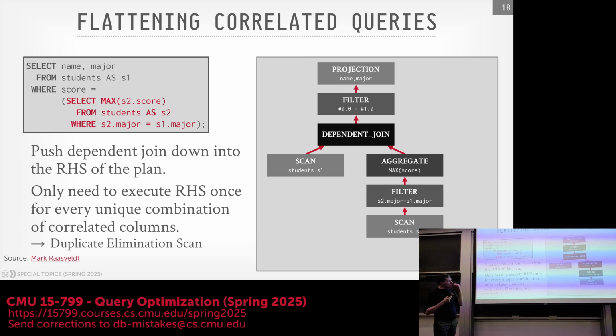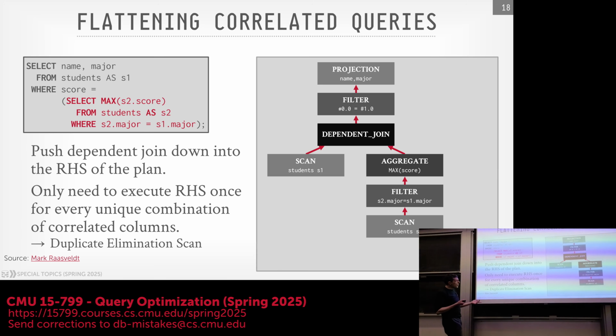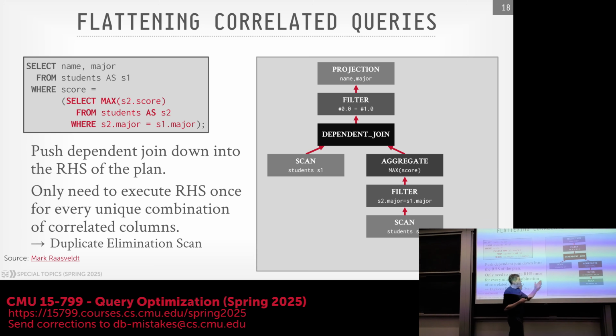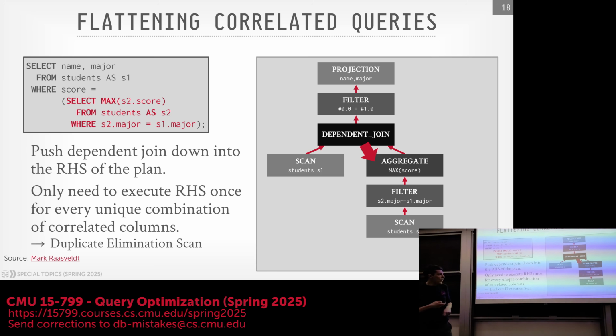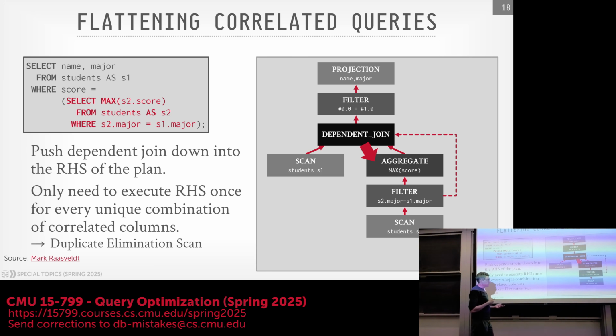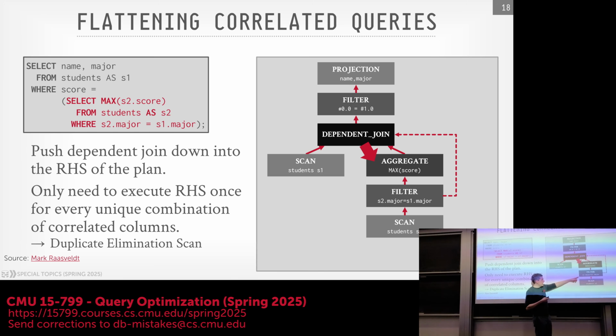All right, so the way we want to rewrite this now is that we want to push down this dependent join on the right-hand side, and we'll do this step by step as we go down until we get it near the bottom. So the dependent join is going in this direction. We're going to target this filter here because we know this is actually the join clause that we care about.